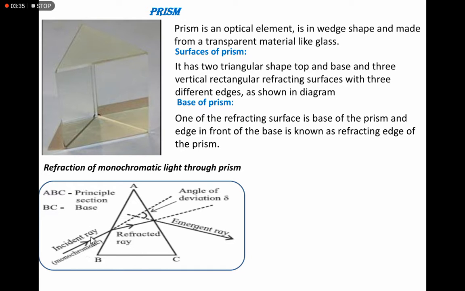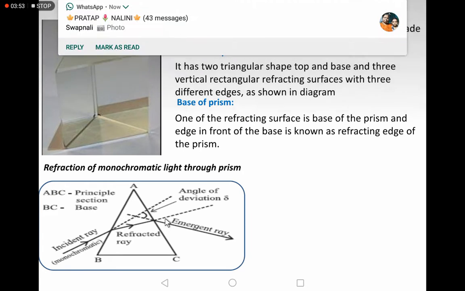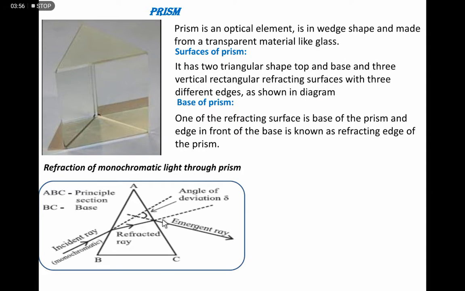Here air is the first medium, the second medium is the glass medium, the prism, and again this ray of light comes from the denser medium to the rarer medium. When it comes into the rarer medium from the denser medium, it bends away from the normal. When the ray is passing from the rarer medium to the denser medium, it bends towards the normal. So these facts we already studied in our previous topics.